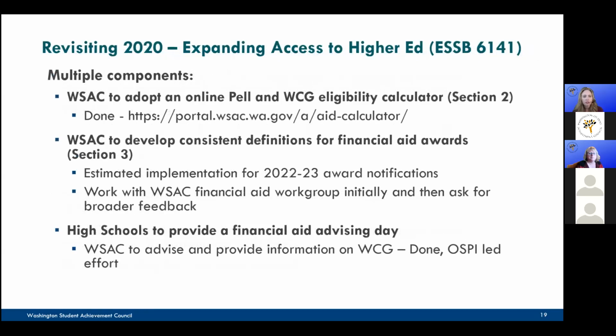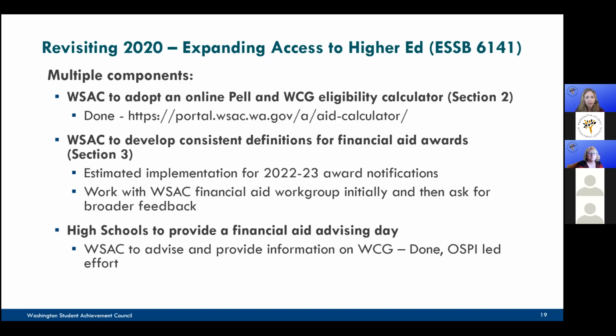Okay, so the other piece from, again, a year ago, 2021, that we're in various phases of implementing. This had 3 things that we talked about last year. One was for the Student Achievement Council to adopt an online Pell and college grant eligibility calculator, and that is up and working, and we hope that you promote it and use it as a tool for prospective students. We think it's primarily used for prospective students, but it doesn't necessarily have to be.